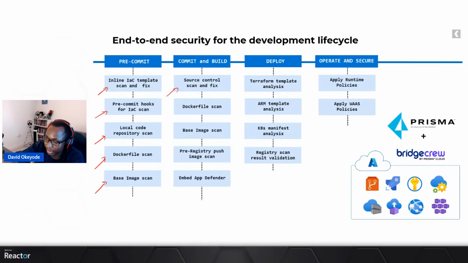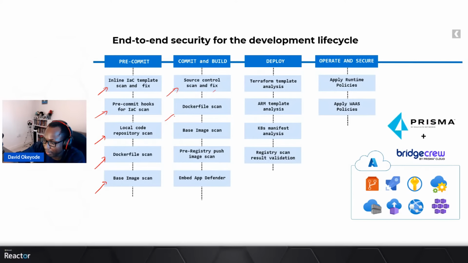Now, when it comes to the commit and build stage, before we start to build the application itself, we do an assessment of the code itself. We check for issues relating to security in the code, and then we also check the dependencies or the packages that the code is using, right? And in some cases, you can automatically fix some of those. Some of you know of tools like Dependabot in GitHub.